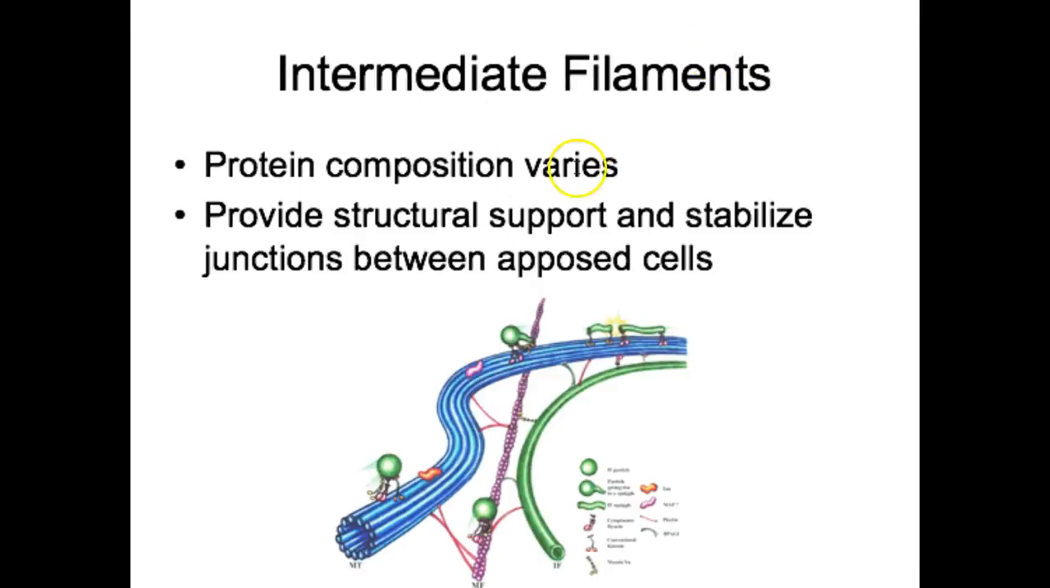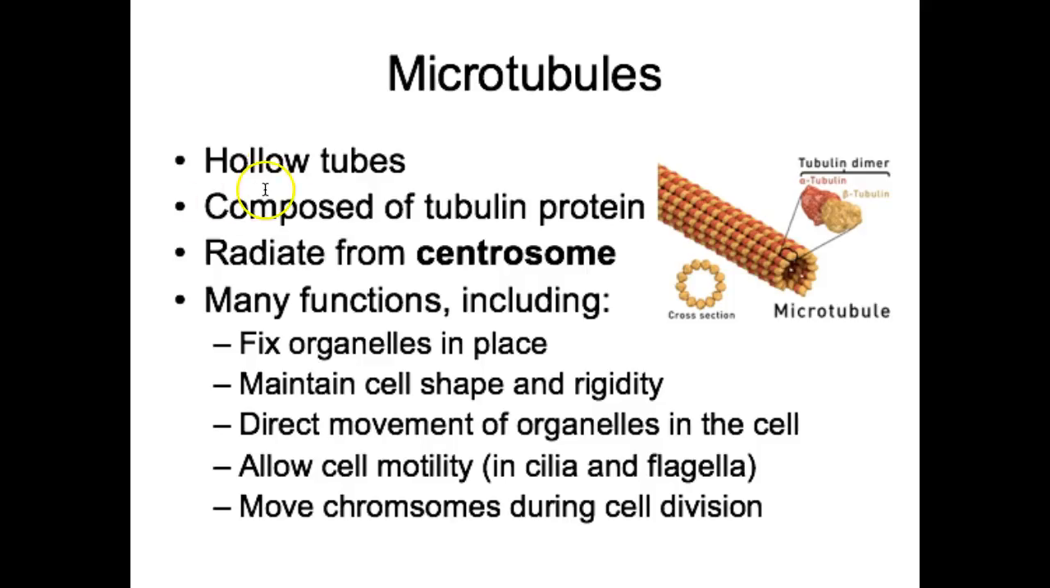Intermediate filament protein composition varies, provide structural support and stabilize junctions between opposed cells, as in cells that are right next to each other. Not opposed, they're not against each other, they are apposed, they are adjacent. Microtubules radiate from the centrosome, composed of tubulin protein, hollow tubes. They fix organelles in place, they maintain cell shape and rigidity, and direct movement of organelles into the cell. They are also what creates motility in cilia and flagella.